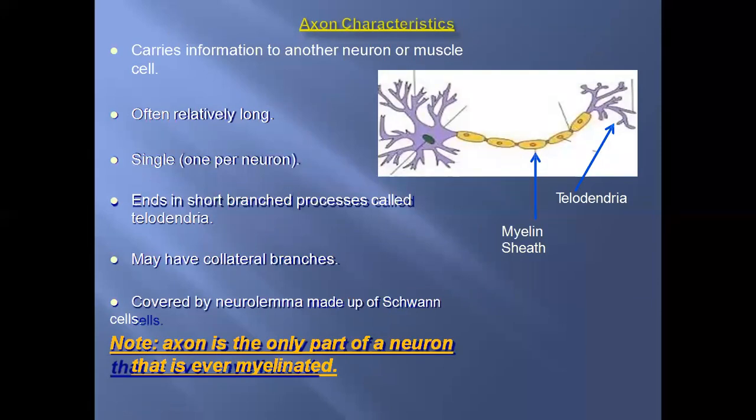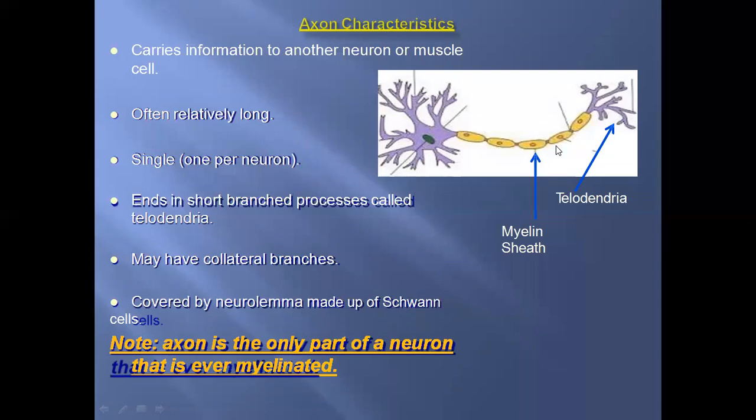So these are the axon characteristics. It carries information to another neuron or muscle, and is often relatively long. It is single, one per neuron, and ends in short branching processes. Here it ends in short branches, called telodendria. It is covered by a myelin sheath.